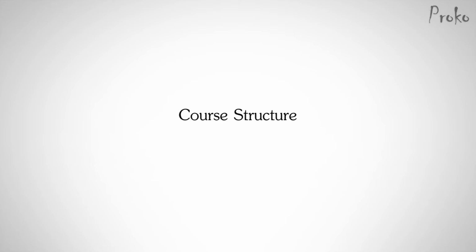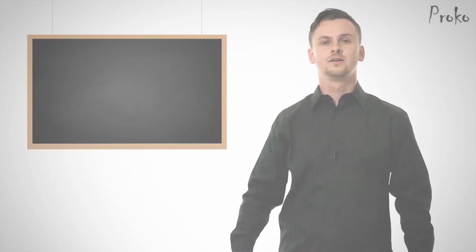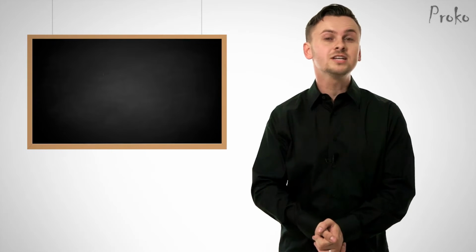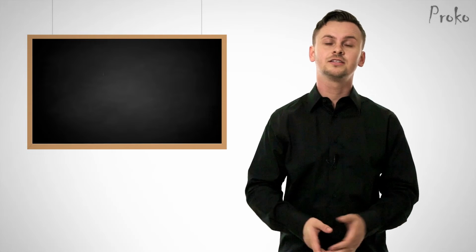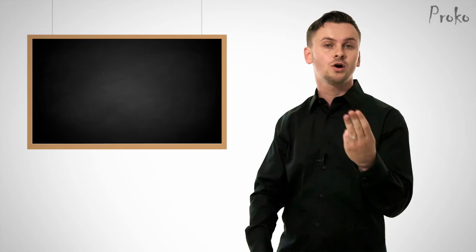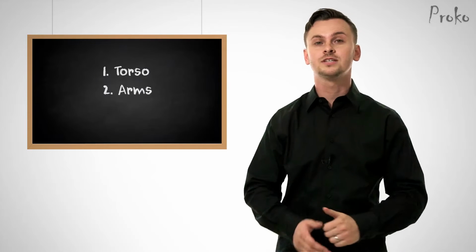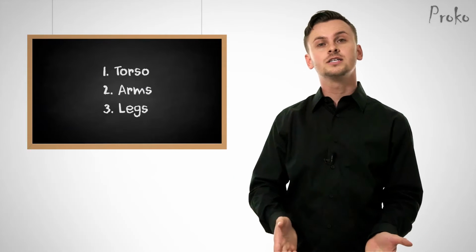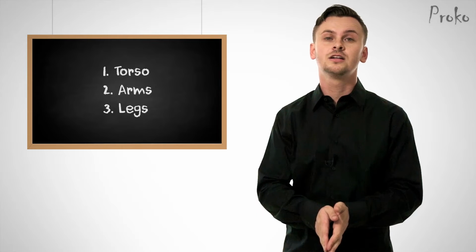Course structure. Those of you that have already visited the pre-sale page probably noticed that this course is split up into 3 parts: the torso, the arms, and the legs. Each part is going to be a thorough investigation of that portion of the body.